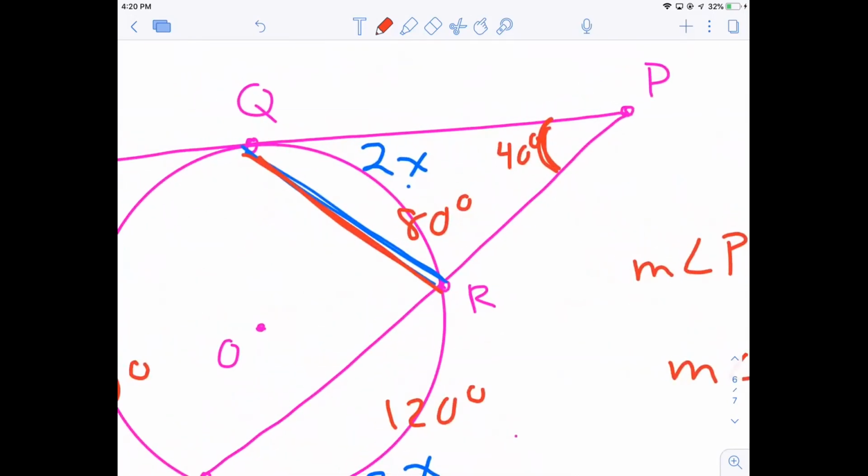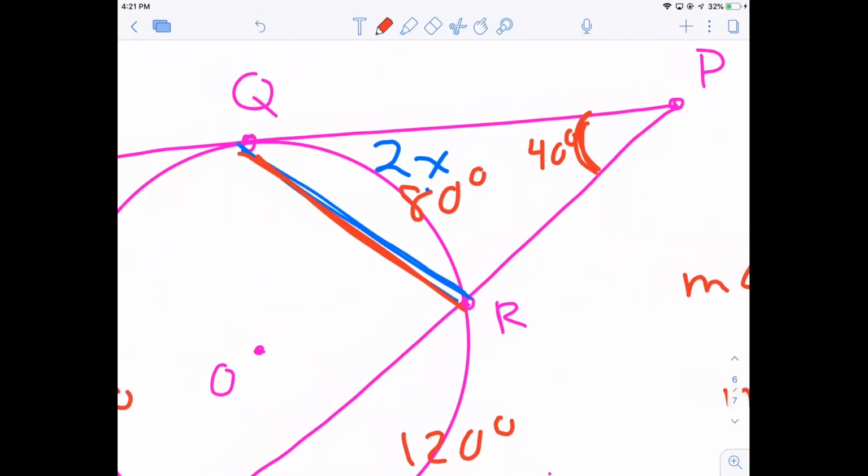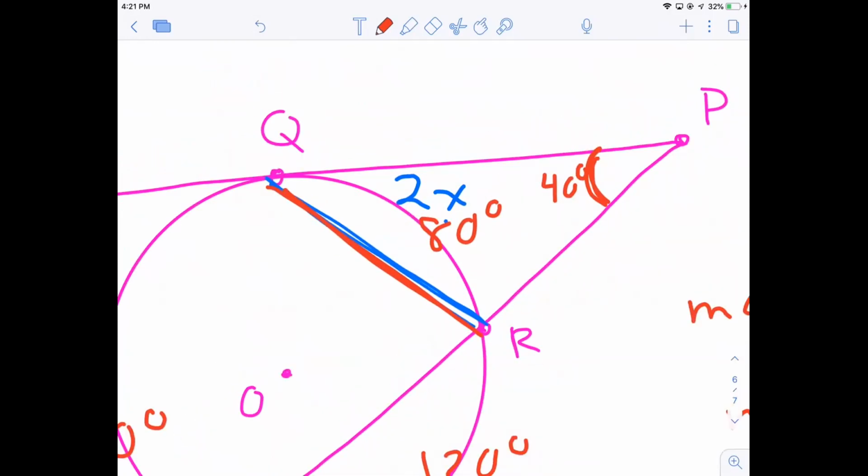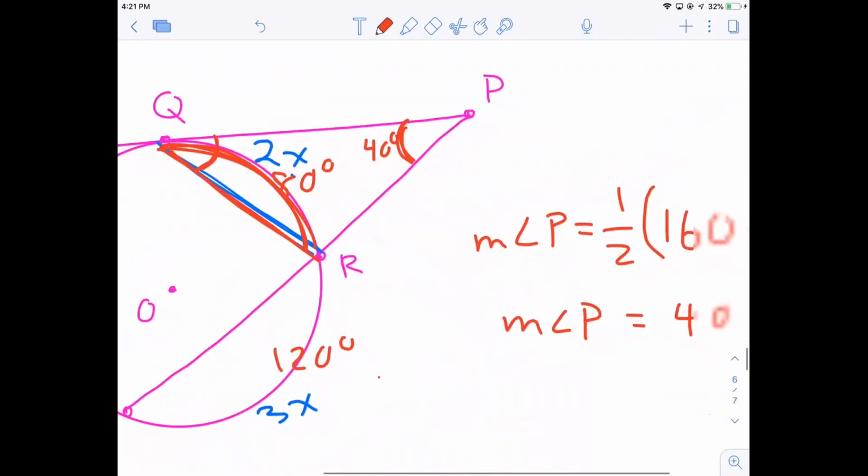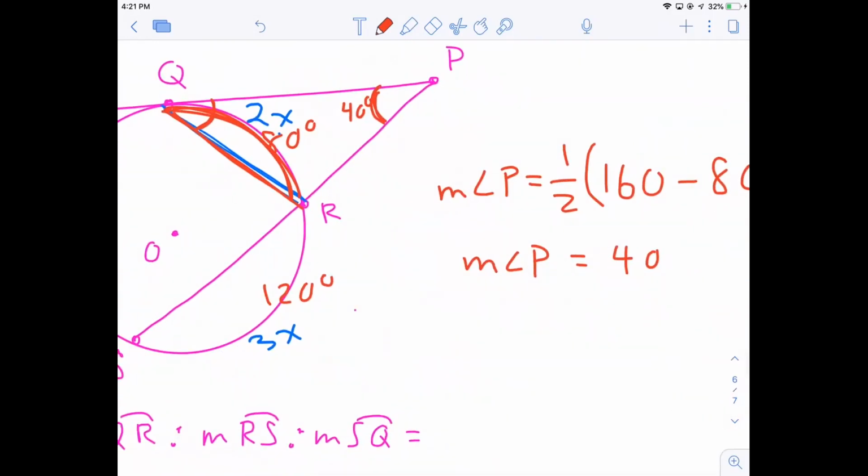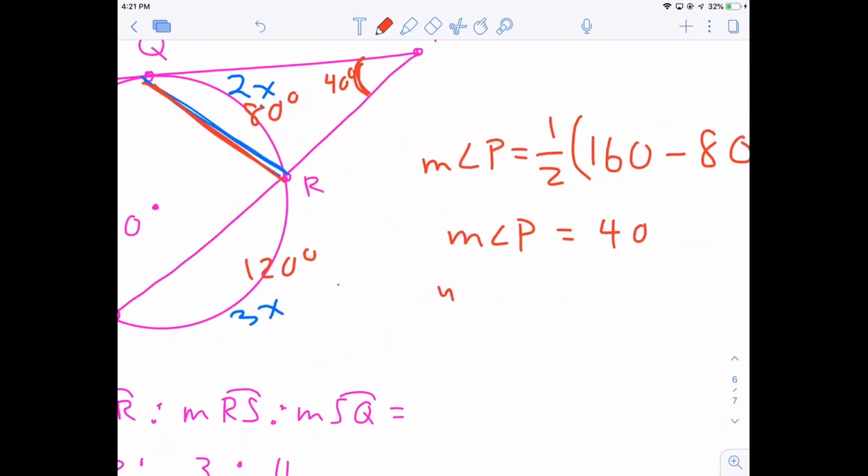Oh, okay. I'm sorry, I confused myself. I thought that QRP was 80 degrees, and I was doing the sum of angles in a triangle and it wasn't adding up to 180, but this angle here is not 80 degrees. The arc was 80 degrees. So PQR is going to be half the measure of that intercepted arc. So the measure of angle PQR is also going to be half of 80, which is 40 degrees.